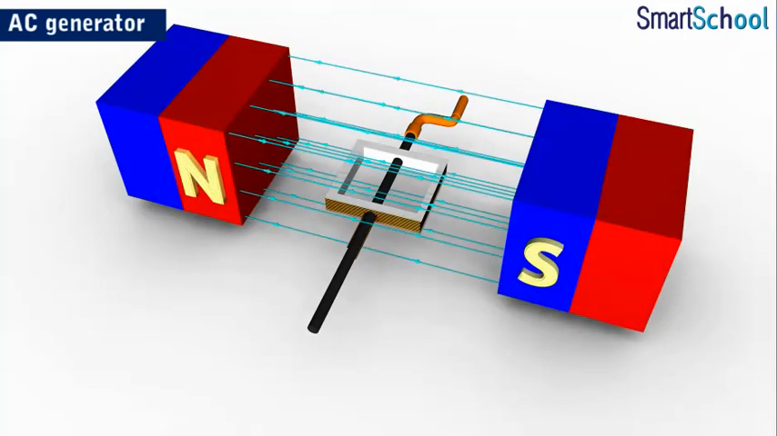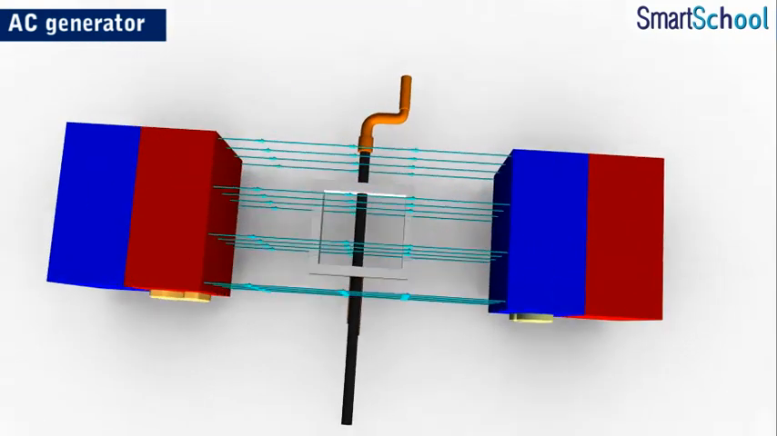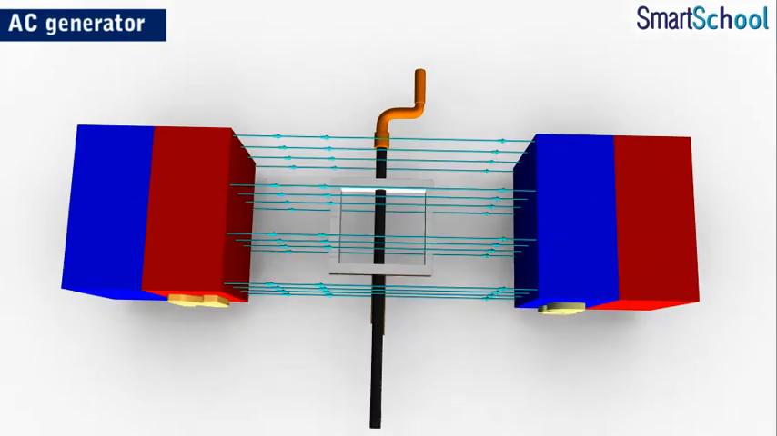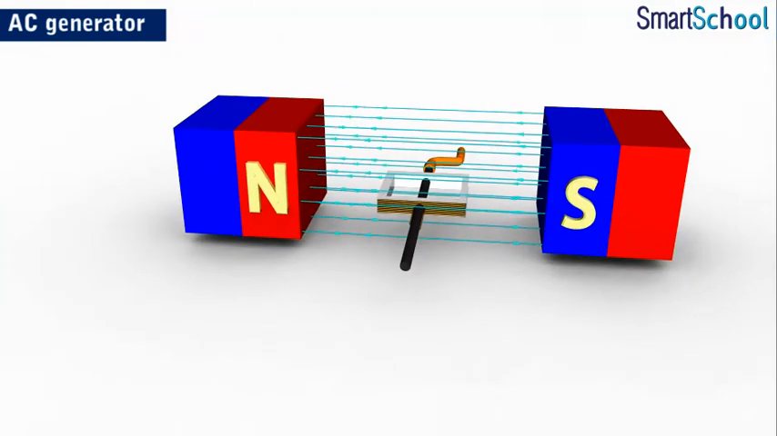The coil is placed in a uniform magnetic field. The axis of the coil is normal to the direction of the magnetic field. The coil or the armature is mechanically rotated in the uniform magnetic field by some external means. Let the number of turns in the coil be N.